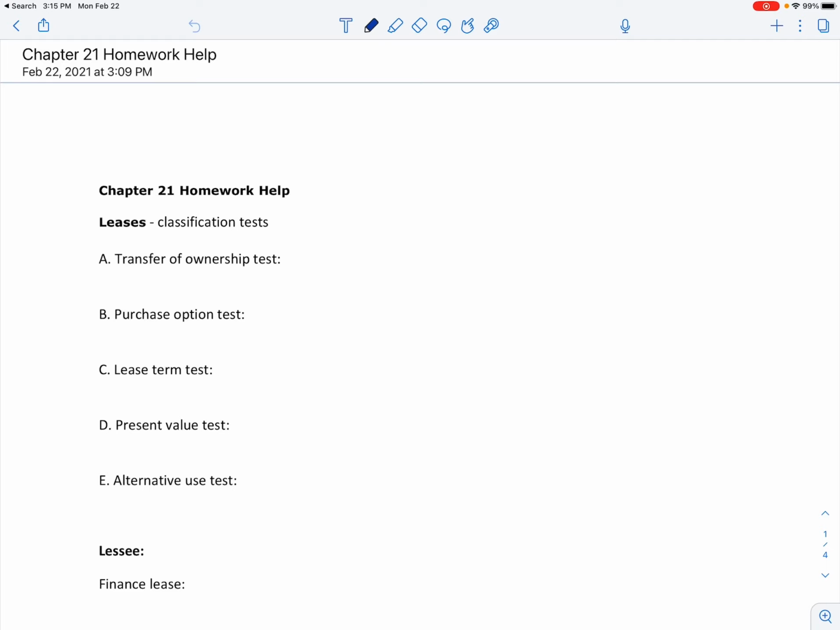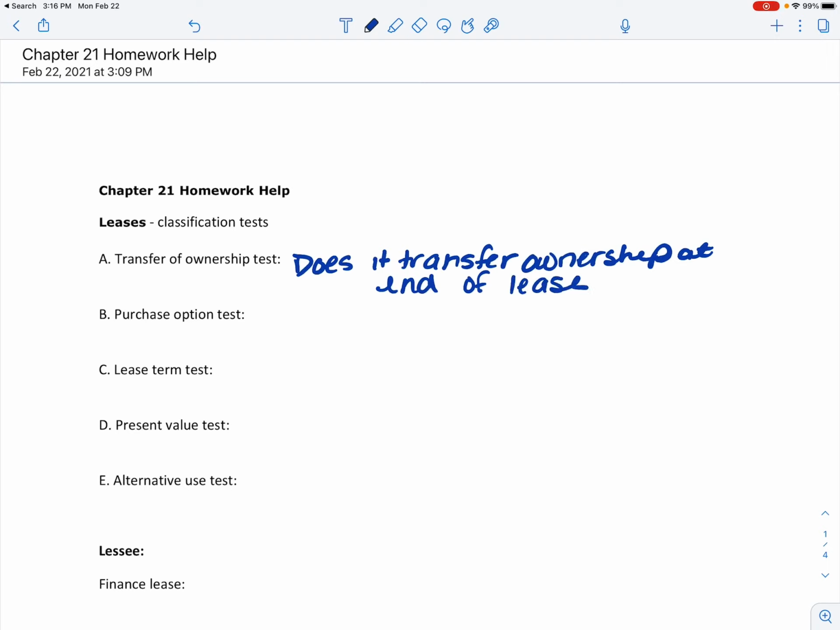The first one is the transfer of ownership test. And all of this does is say, does it transfer ownership at the end of the lease? That's the only thing that test is looking at. Is there transfer of ownership to the lessee at the end of the lease?